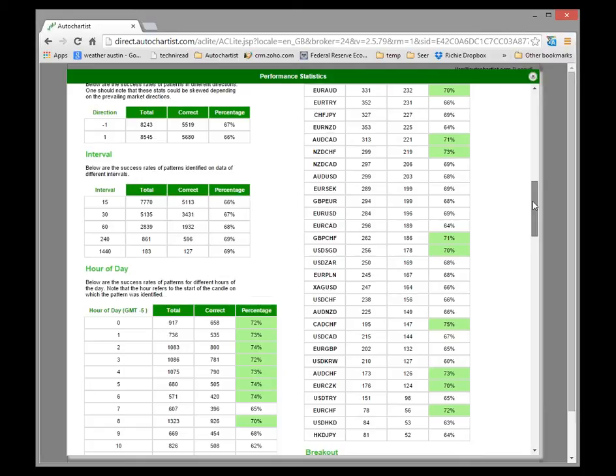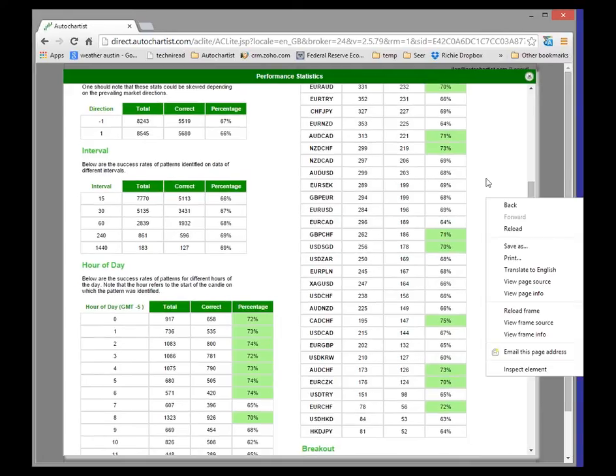Okay, so I see there's a question that's come up. Interval is the data interval, right? So it's the size of the candle. Yashar has asked that question. The interval refers to the data interval.